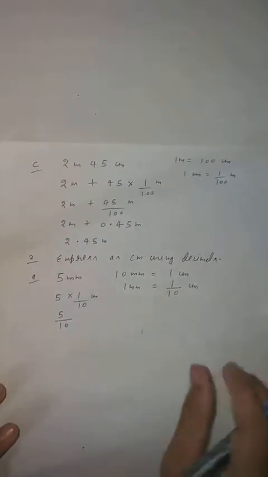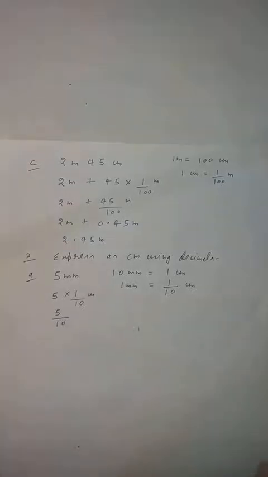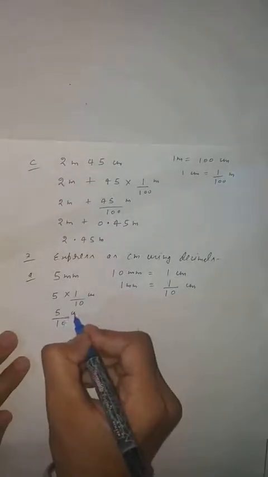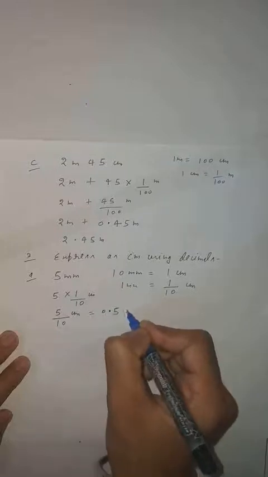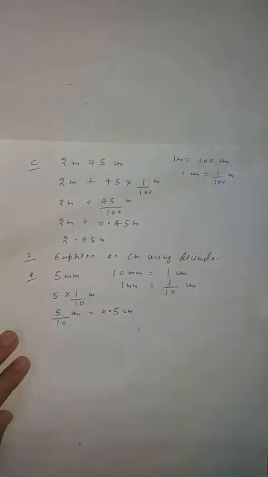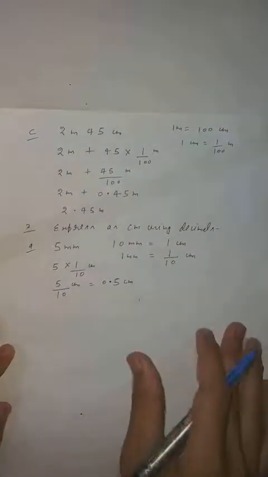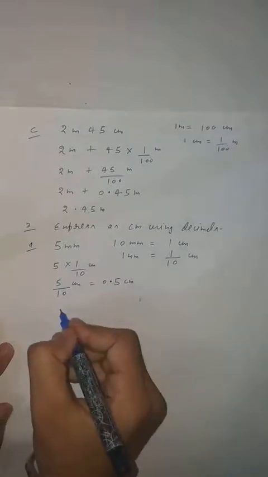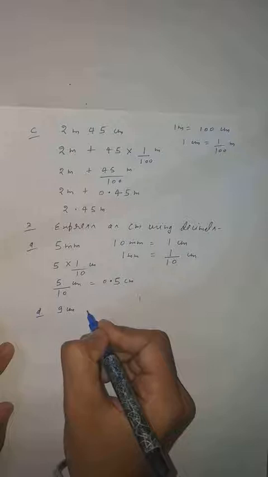So what will you do, student? In the denominator there is only one 0. So simply you can write down 5, and after the decimal there will be only one digit, so 0.5 centimeter. Clear, student? Now come to the next question. What is given? Given 9 centimeter. This is question D.